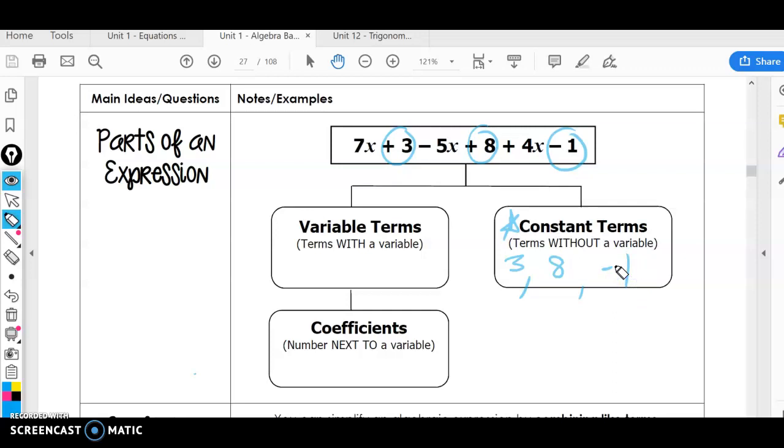The variable terms are the terms that have a variable with them. So that's the 7x, -5x, and the 4x. Those are all variable terms. But the coefficients are the numbers next to the variable: the 7, the -5, and the 4. It's always important to understand your vocabulary.